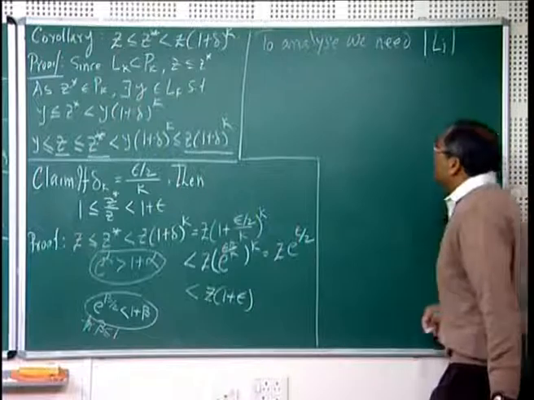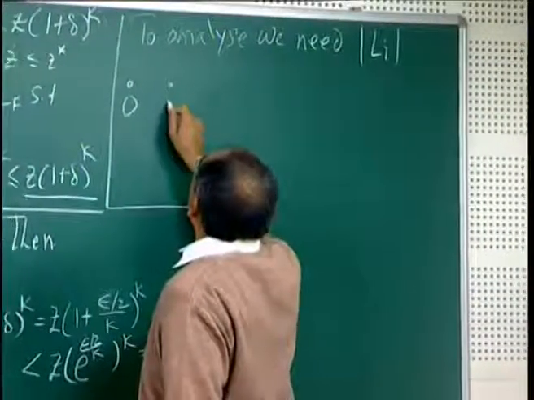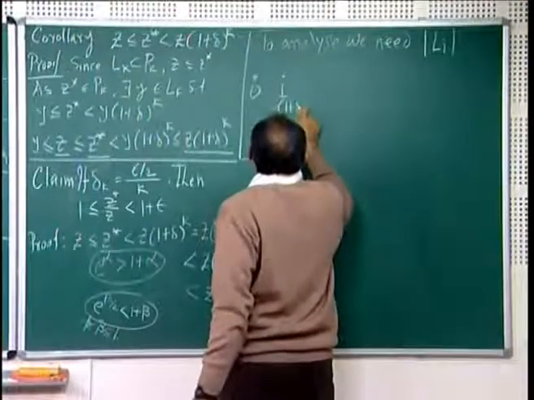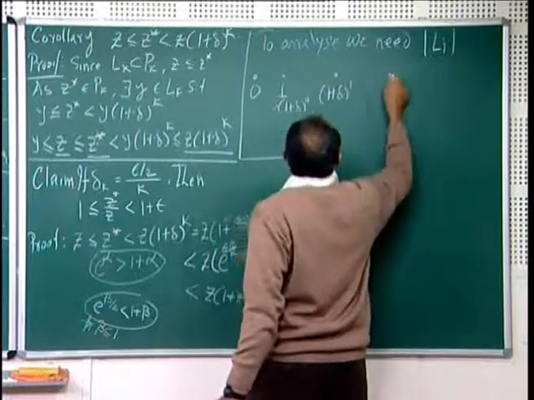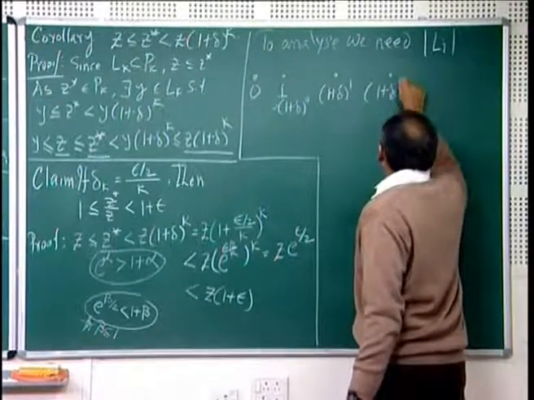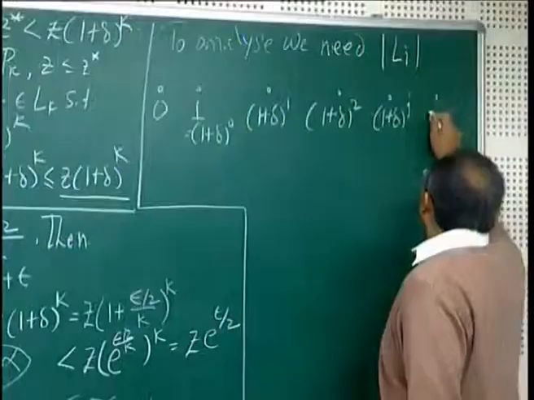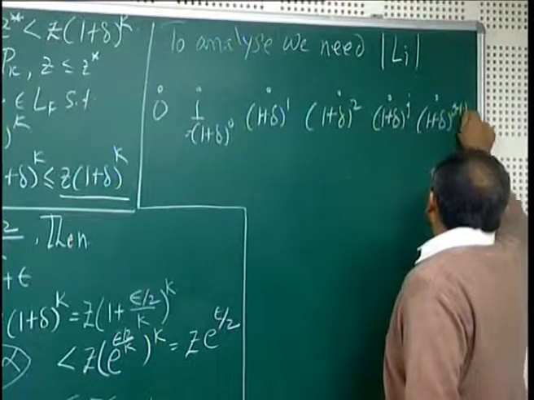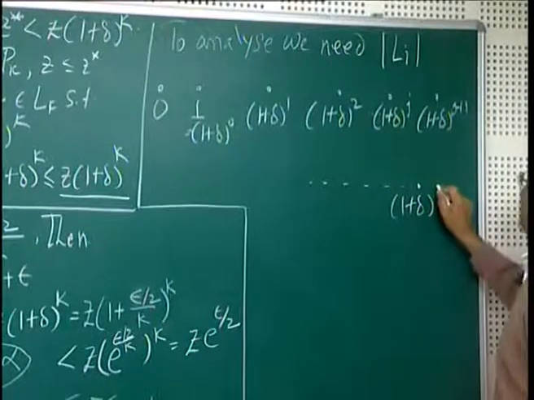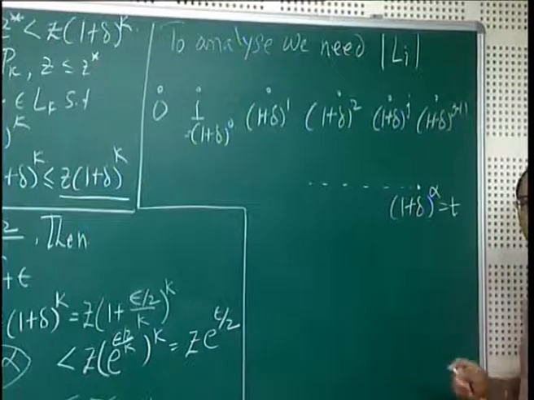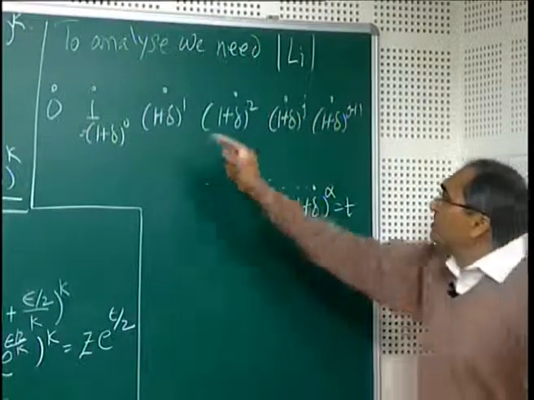All right. Now, let us try to look at this real line, say this is 0, 1, which can be written as 1 plus delta power 0. Then we have 1 plus delta power 1 and so on, 1 plus delta power j, say we go up to 1 plus delta power alpha, which is equal to t, the largest number that we are interested in. So, the entire range from 0 to t is split into these intervals.